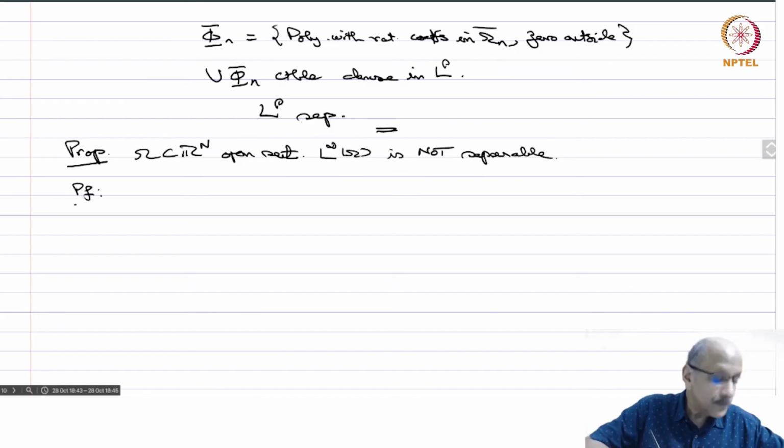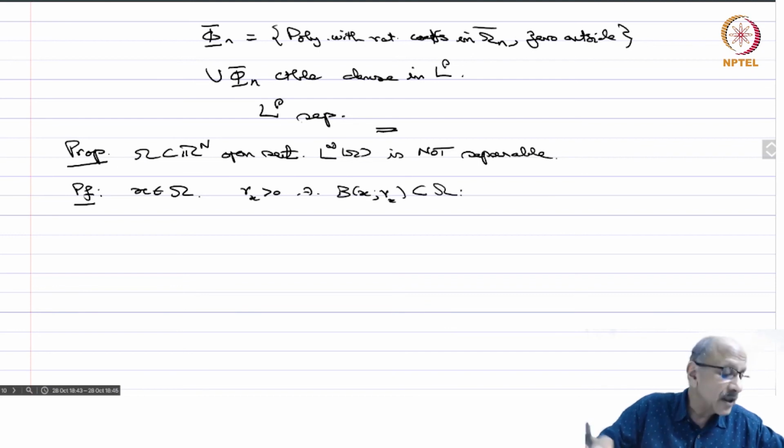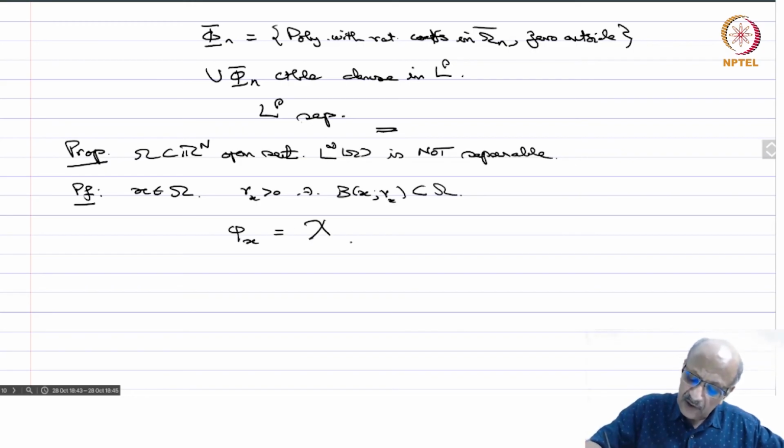Okay, so proof. So let x belong to Omega. Then you have R_x positive such that the ball B(x, R_x) is also contained in Omega. There will be a ball which will be contained in Omega. So let us take phi_x to be the function which is the characteristic function of this ball.